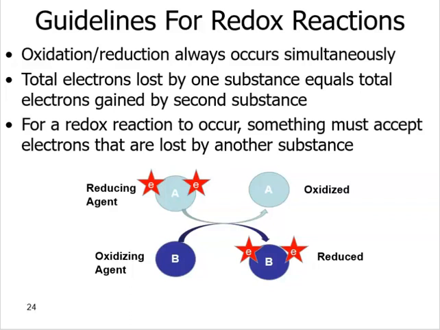And then for a redox reaction to occur, something else has to accept those electrons. They can't just float around in space, right? They're lost by another substance, they're taken up by another substance. So these things are always happening together.